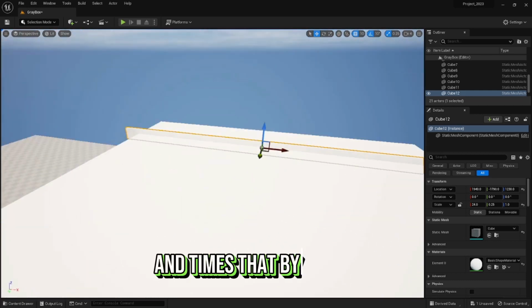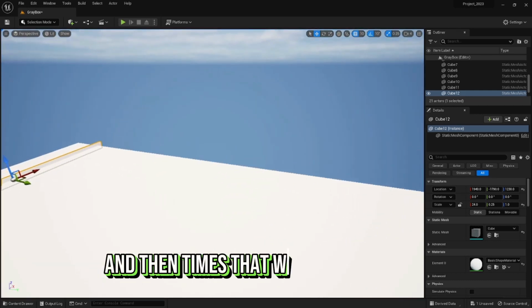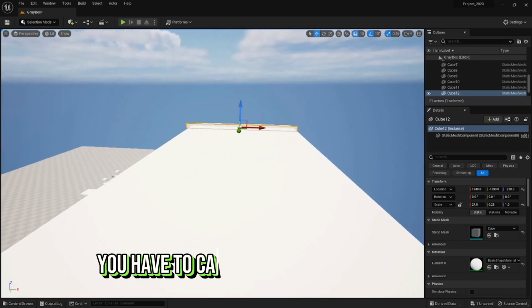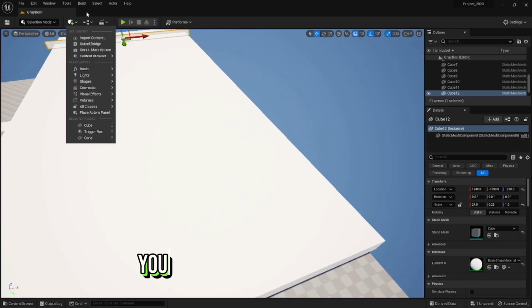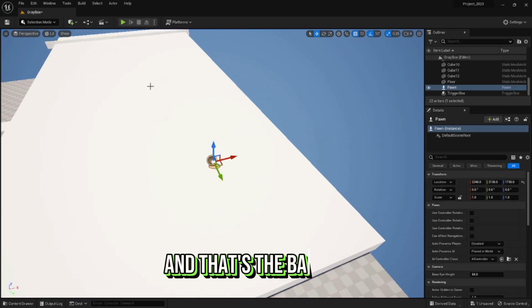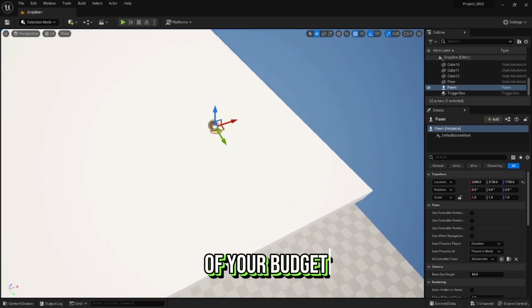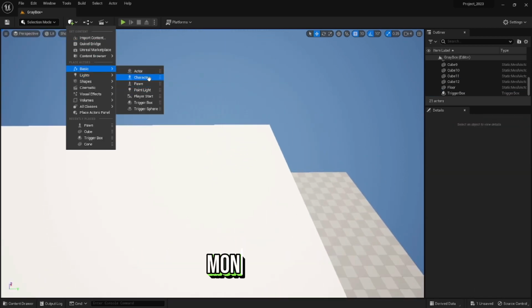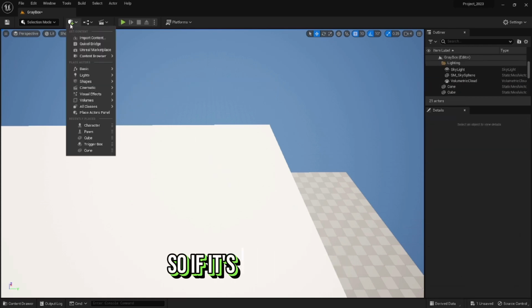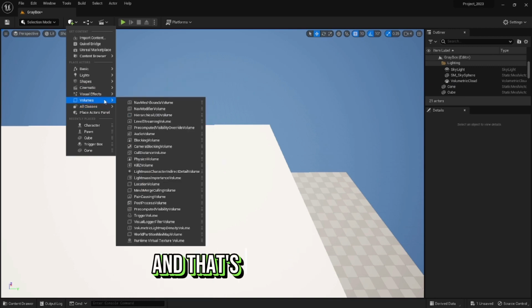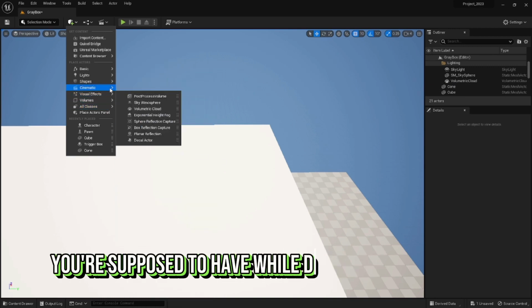You just have to calculate how many hours you're willing to spend a day on making the game, and times that by the week, and then times that week by the month. Now, if you do that correctly, you're able to calculate how much a month you are supposed to be earning from making your game, and that's the basic idea of your budget for the entire process of the game. So you just times that month by the length of the process. If it's going to last a year, it's the month times the year, and that's how much money you're supposed to have while developing the game.